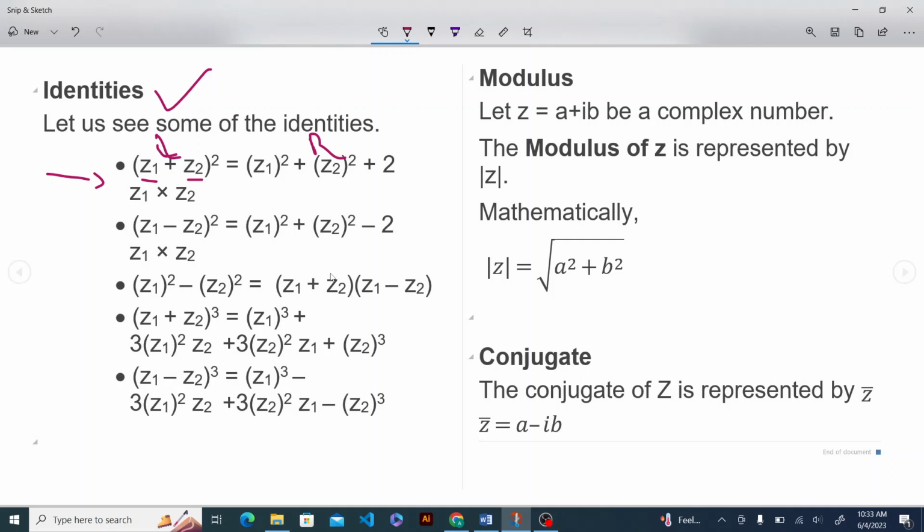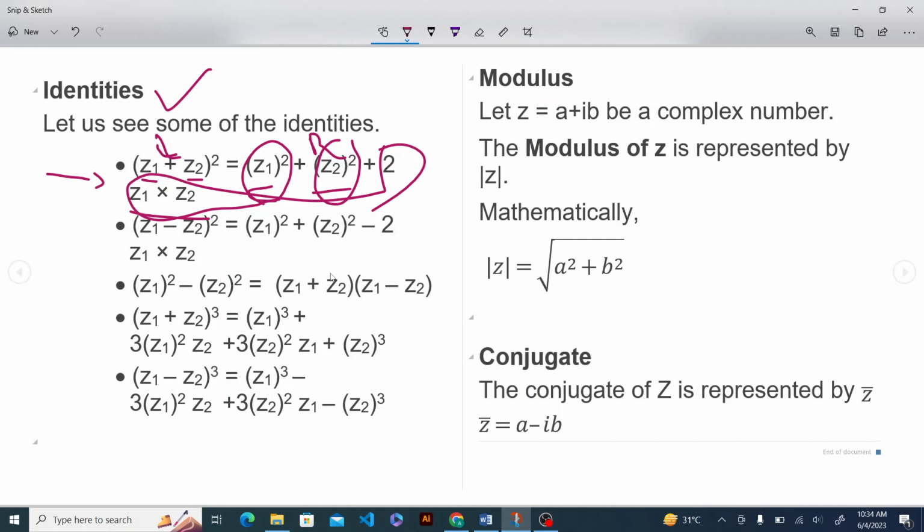On the right side, z1 square means square of the first complex number z1, then the square of the second complex number, and then 2 into z1 into z2, and then we are going to add these three terms: z1 square, z2 square, plus 2 z1 z2. This is the third term. When we add these three terms, it will be equal to the left hand side, which is (z1 + z2) whole square. So this is the first identity.